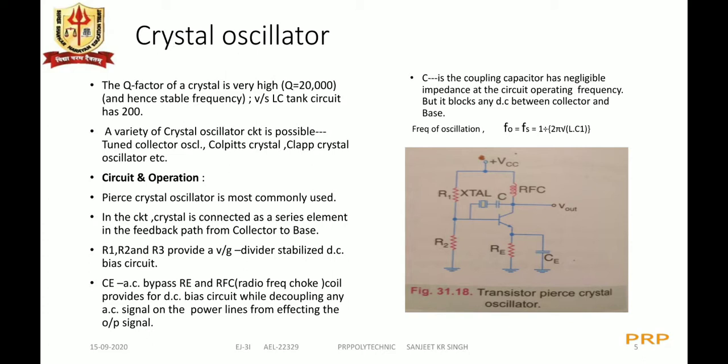So the overall frequency of oscillation of a crystal oscillator is equal to the series resonance, that is equal to 1 divided by 2 pi root over L C1, where C equivalent is equal to C1 here.